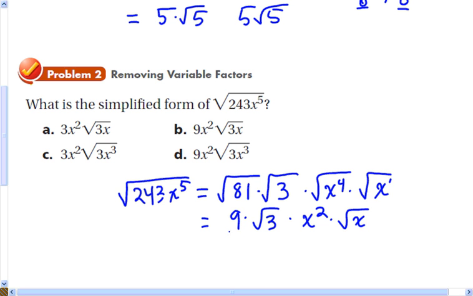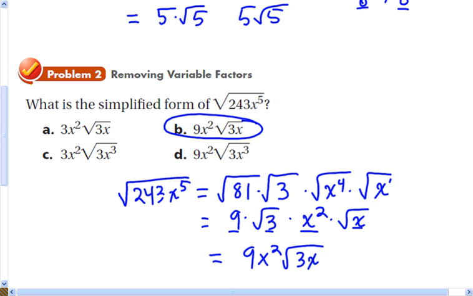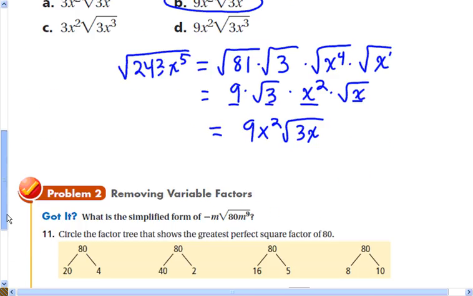Now everything that is not a radical anymore, we're going to put that in front. So that's 9x squared. And then the things that couldn't be simplified, the 3 and the x, we're going to leave those underneath the radical sign. And so we get B. All right?